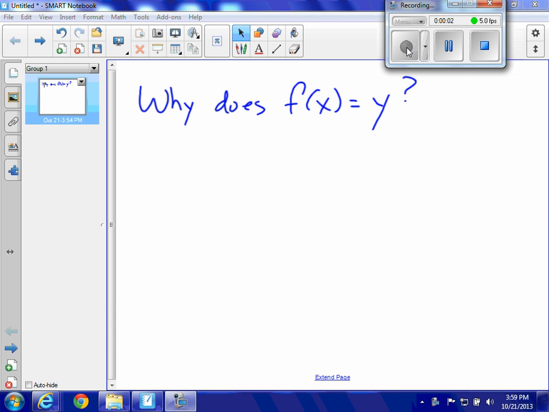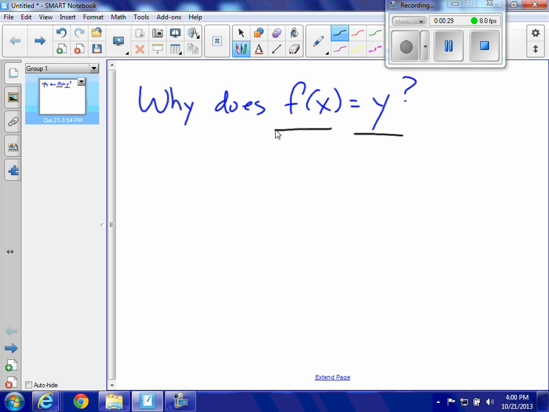Let me try and address what looks like a very simple question. But I think deeply understanding it, or not deeply understanding it, makes a difference as to how well you do in algebra and really in math going forward. I say this because in our early math training, we're taught to just see f of x equals y as just a formula. We don't really understand what f of x means.